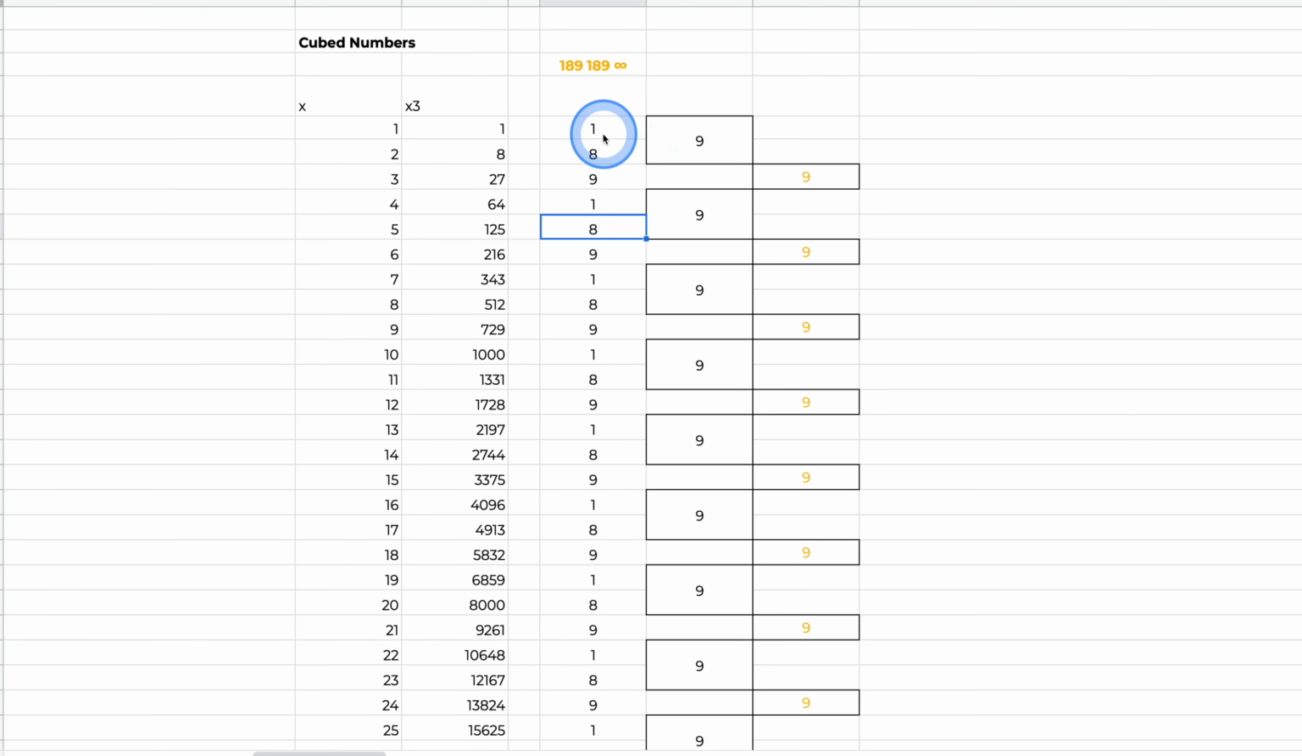And we take the cubed numbers, we find this pattern: 1, 8, 9, 1, 8, 9, 1, 8, 9, 1, 8, 9. And of course, 1 plus 8 equals 9. So it's like 9, 9, 9, 9, 9. And 1, 8, 1, 8, 1, 8 is a pattern used in the Fibonacci hexagon, which we discovered earlier.